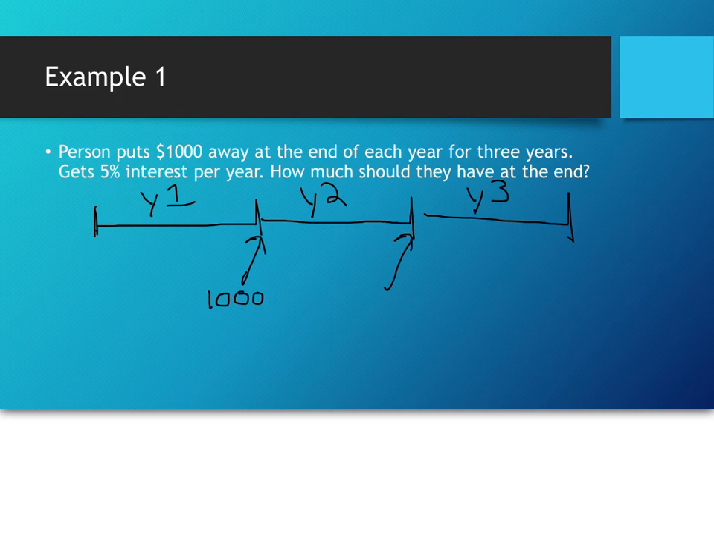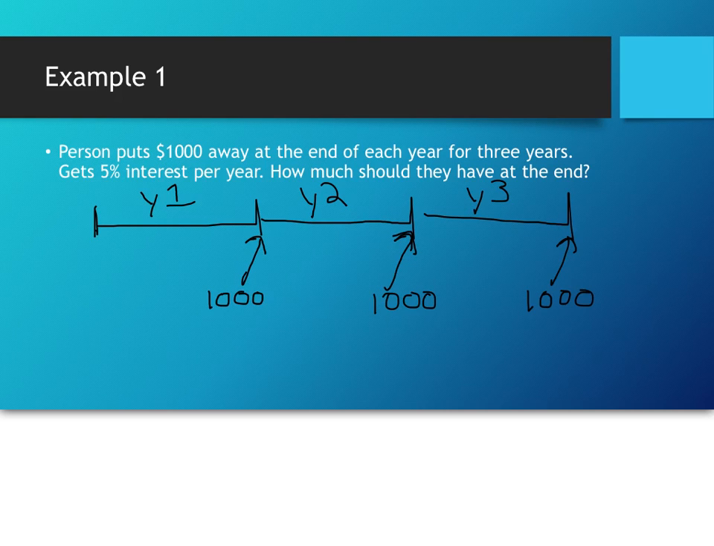Now, at the end of year 2, I'm going to put another $1,000 in. And that's going to accumulate interest. Now, notice that my first $1,000 that I put in at the end of the year 1 is going to accumulate interest for year 2 and year 3. My second $1,000 only accumulates for year 3. My third one, and final in this case, $1,000, doesn't accumulate at all.